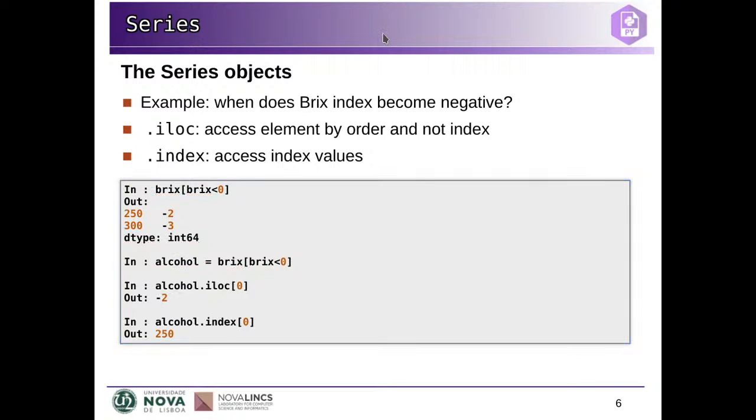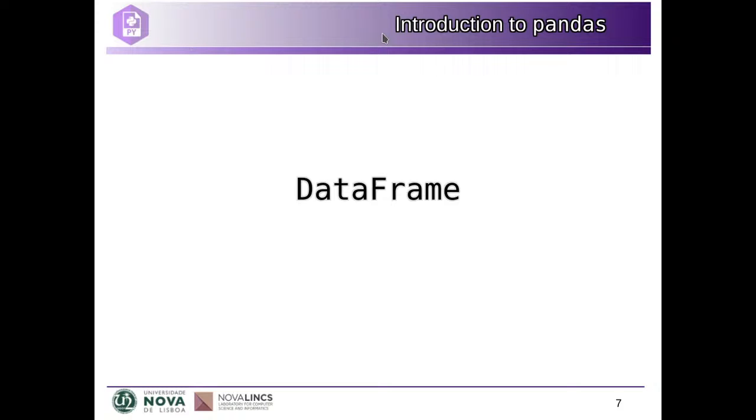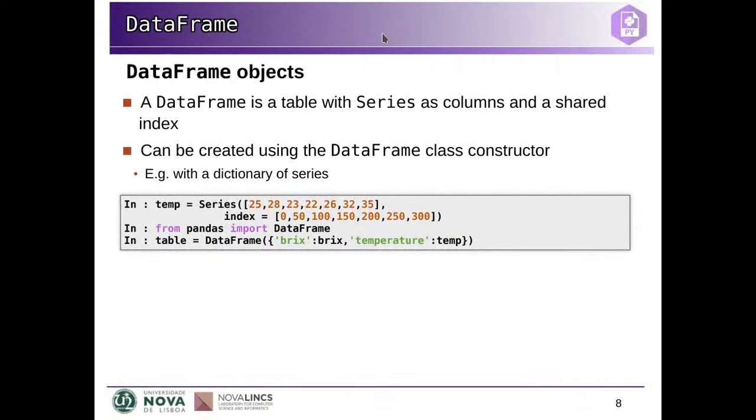So basically, in a series object, you have this index and the value. Each value corresponds to some index. You can access by index. You can use Boolean indexing. You can also access the elements by their order. Now, a data frame, you can imagine it as a collection of series as columns which share the same index. So you have a table which is basically a set of columns with a shared index.